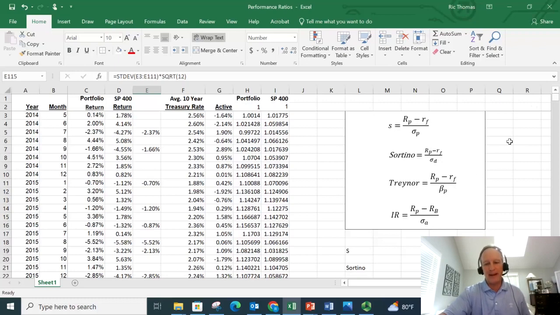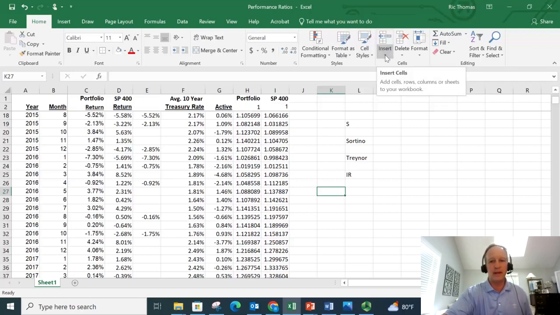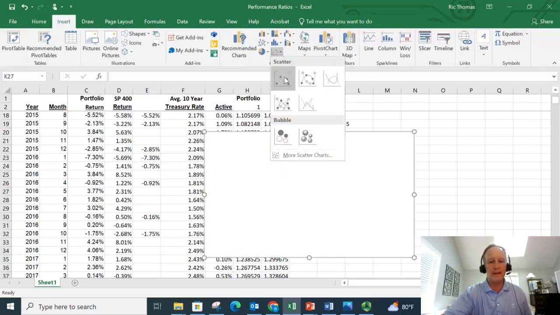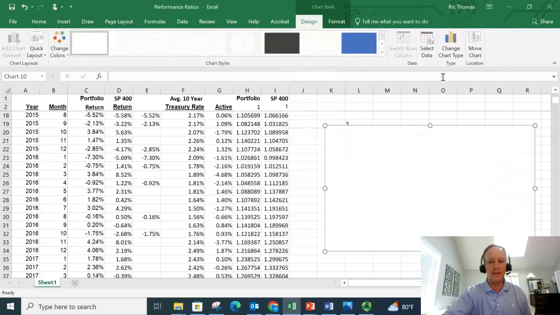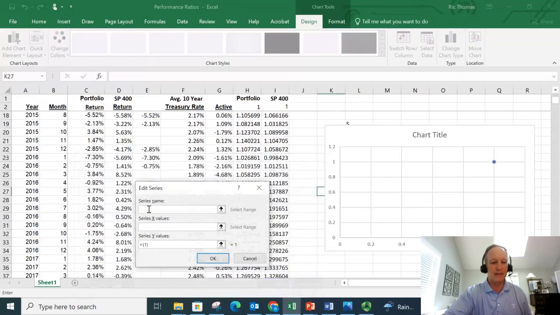I don't have a beta yet. So beta basically means how related my portfolio return is to the market. Now we can graph that to get it. So let's check that out. So you could insert a chart here. I'm going to insert a chart, and I want to insert a scatter plot like this, and I'm going to select the data. I'm going to add some data here.